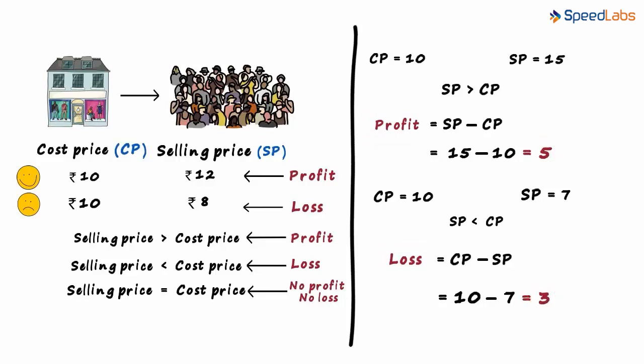If you find the formulae confusing, follow this procedure. First, by looking at the CP and the SP, find out if it's a profit or a loss. And then subtract the lower number from the higher number.